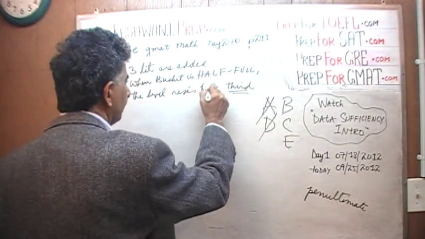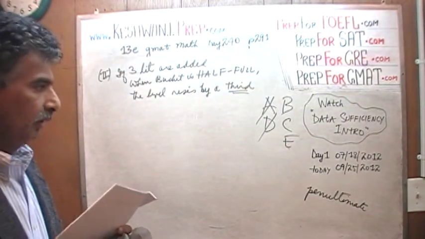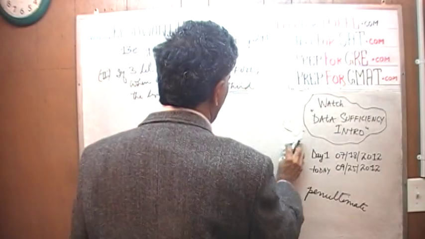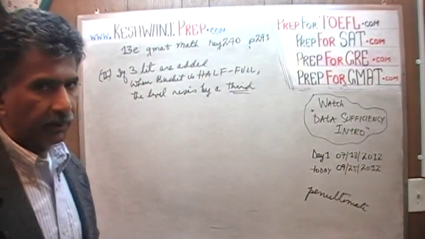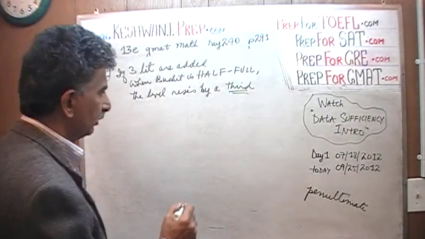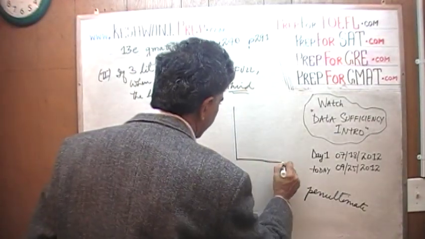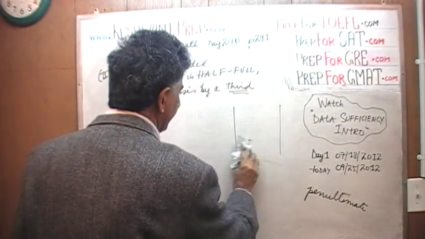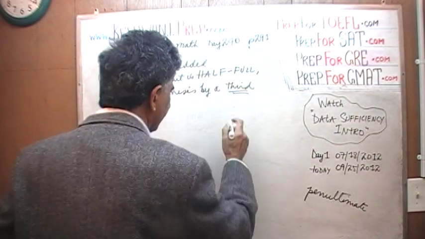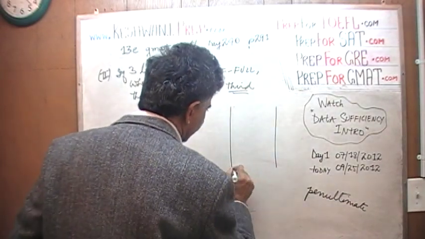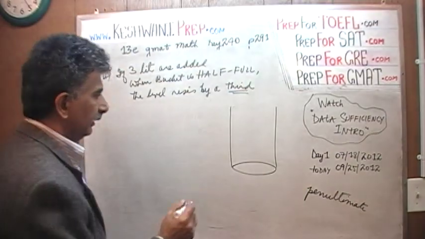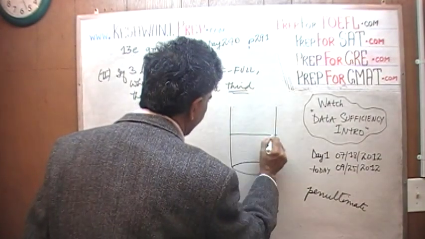If nothing clicks in your mind right away as to what they are talking about, draw a little picture. It's always a good idea to draw a little picture. It only takes 5 or 10 seconds to draw. So here we go. Here's my bucket. It doesn't have to be pretty, but I'll make it a little bit pretty for your sake, so that it looks like a bucket. There you go. Here's my bucket, and it's half full right now. This is the half mark.